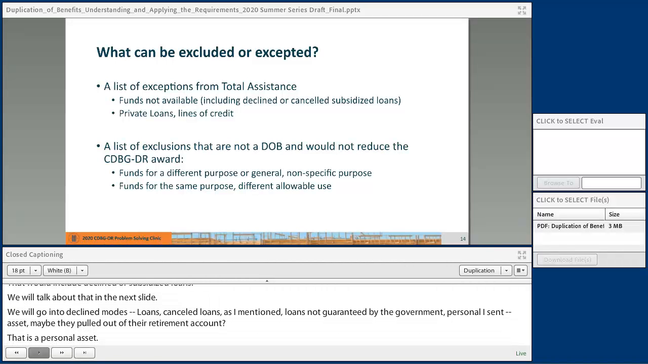So then we move to exclusions. What do you exclude when you're doing the DOB analysis?